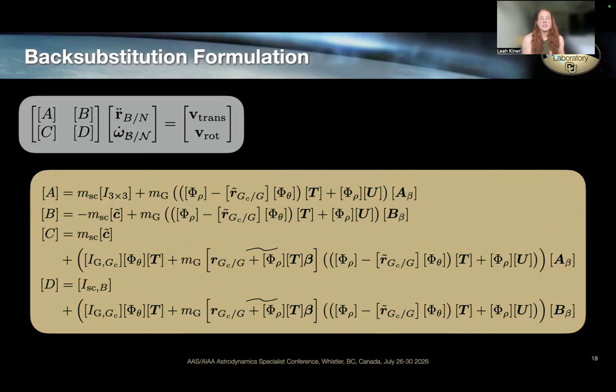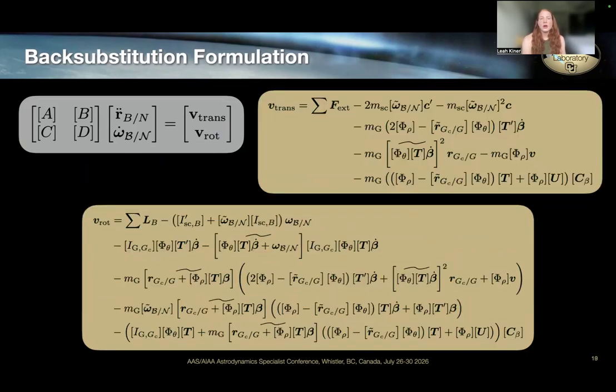So our ABCD terms are shown here, which these are implemented in a modular way in software. And then the right-hand side, the vectrans and vecrot terms, which are not coupled with our Hub's accelerations, are shown here. Okay, so that was a lot of math. Here is just an example simulation.